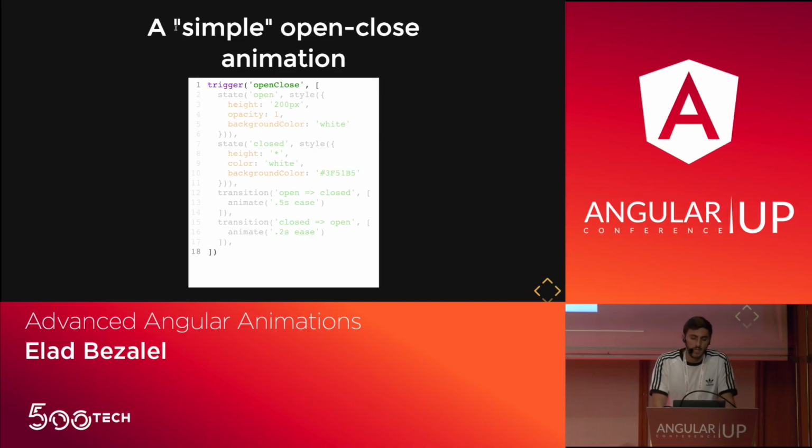So let's talk about a simple open-close animation. And I say simple because we are doing something very complex here, and we'll get to it. So again, we have two states. It's either open or closed. I set some styles, I set some transitions from open to close, from close to open. And then there's this something here, which is the asterisk for the height.